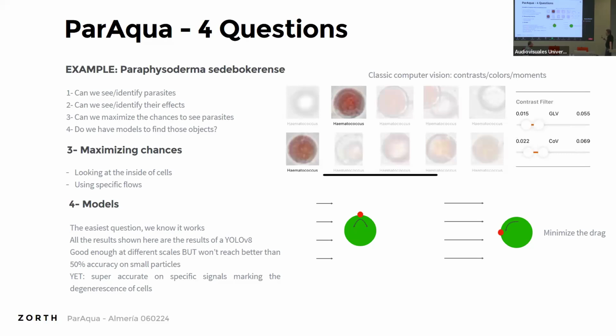Yes. We're looking at the inside of cells. We can use specific flows. One of the things that is pretty funny is actually that those parasites, they stick on one side. They stick basically on the surface. If they stick on the surface, if I give it enough flow rate, basically they will align and they will minimize the drag. The cells will minimize the drag.